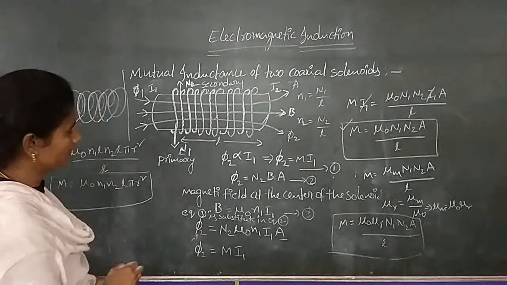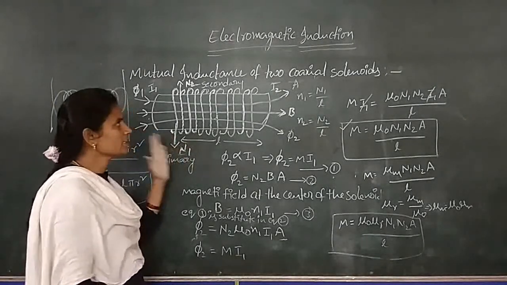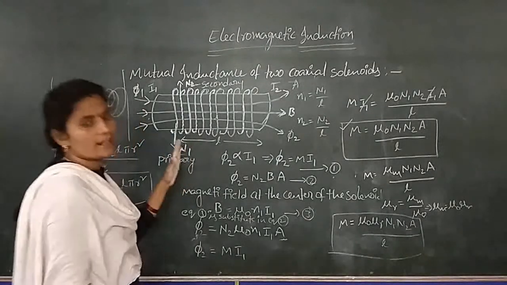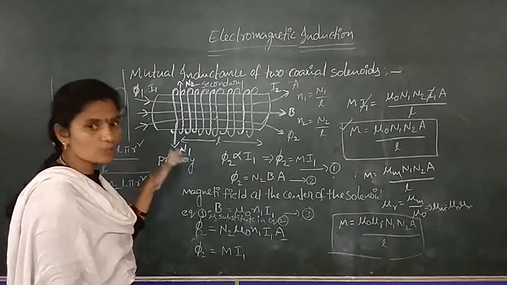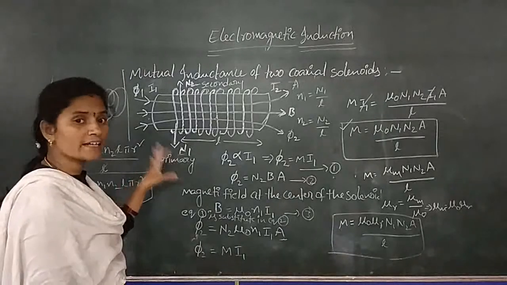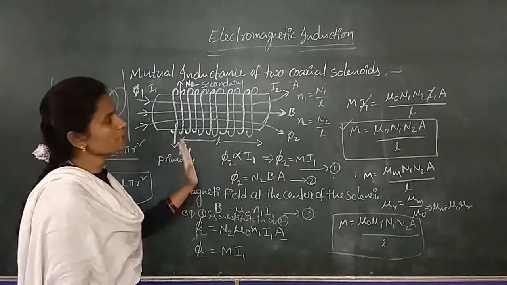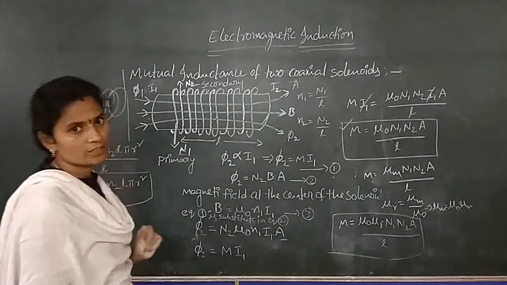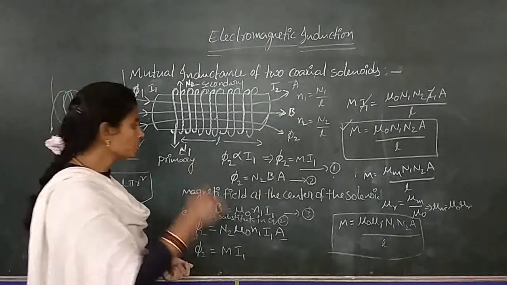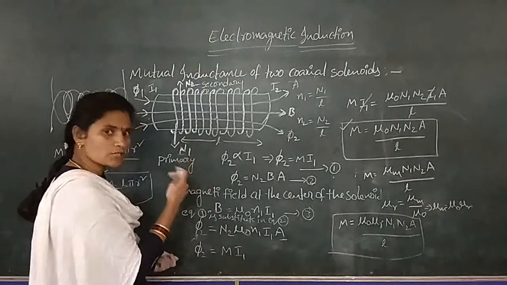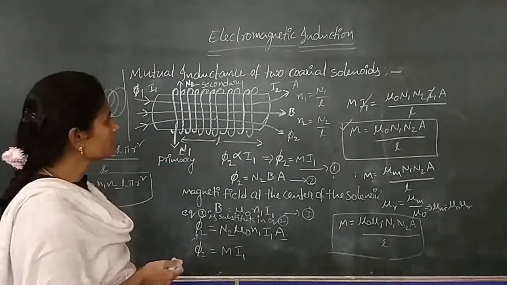So, what is mutual induction? Whenever current passes through coil 1, the magnetic field varies and the magnetic flux also varies. Due to this varying magnetic flux in the first coil, an induced EMF is generated in the second coil. This phenomenon is known as mutual induction. So, due to the varying current in the first coil, induced EMF is generated in the second coil. That is mutual induction.